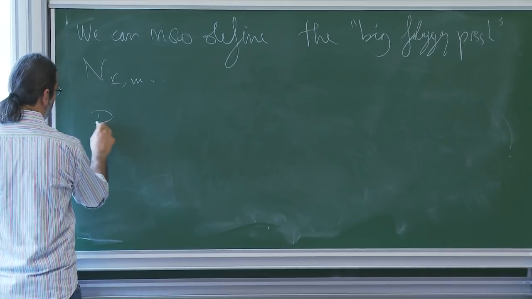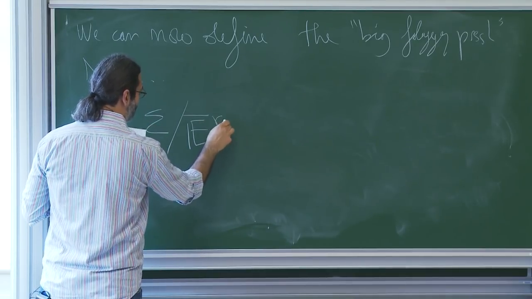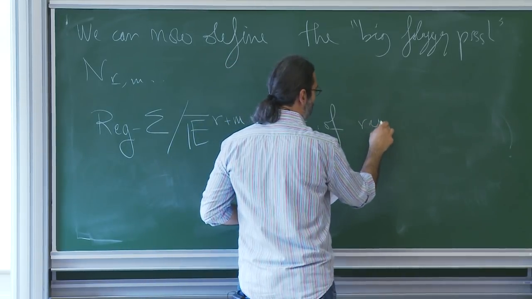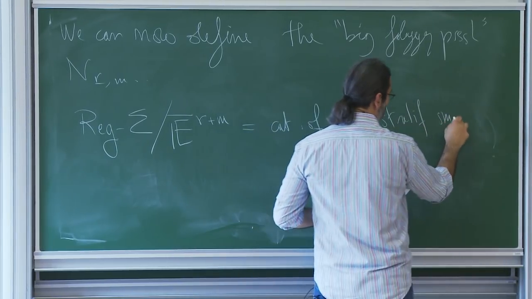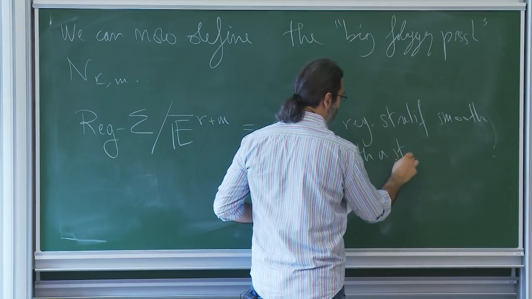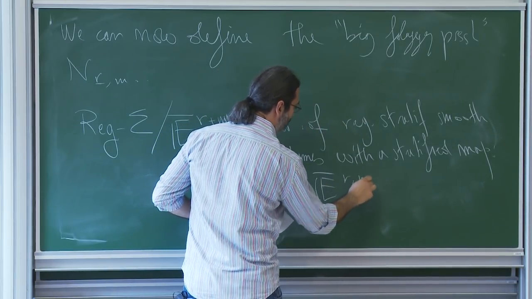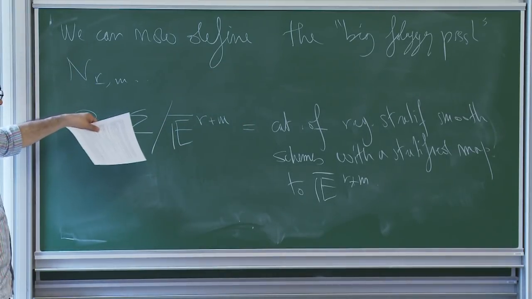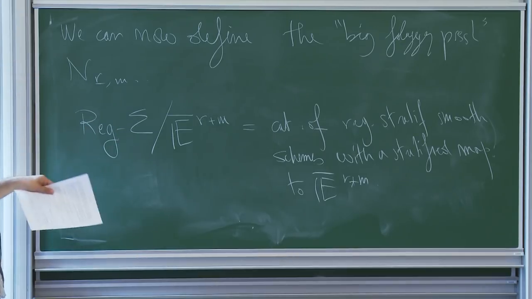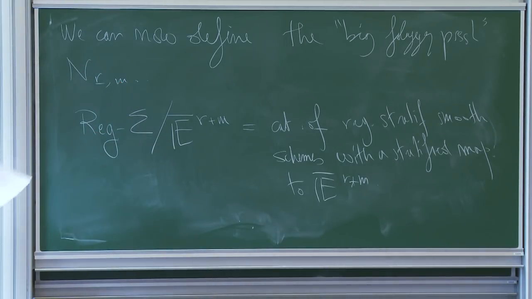So I denote by regular stratification E bar R plus M the category of regularly stratified smooth schemes with a stratified map to E bar R plus M. Okay. Before, I was looking at smooth stratified things over a field. I refrained from writing smooth here because smooth over something means a smooth morphism. And here it's really just the target which is smooth, but the morphism is arbitrary. It's just a stratified morphism to that thing. So this is my category.